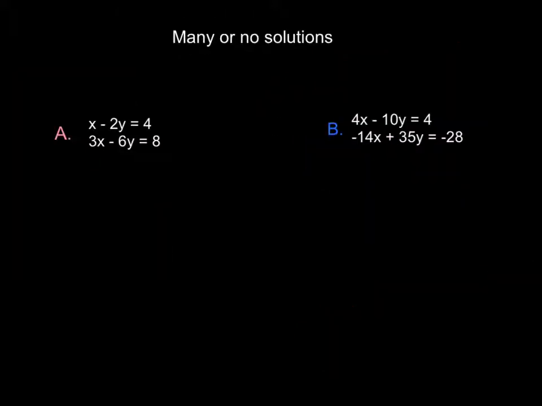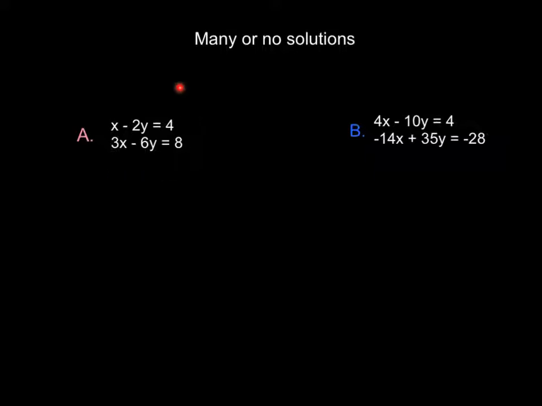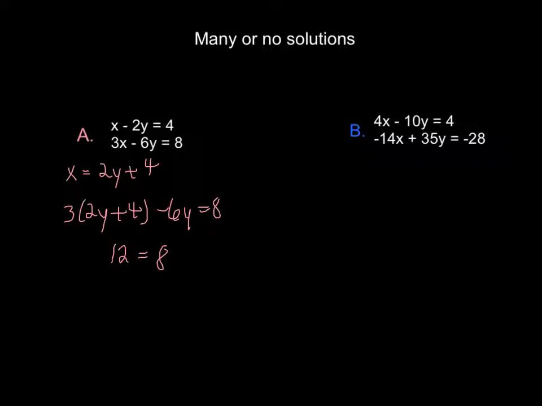So finally, we have linear systems with many or no solutions. We're going to solve this first one on the left using substitution. We're going to solve for x: x equals 2y plus 4, and then plug it in. Our answer, we get to the point where we have 12 equals 8. And since 12 is never equal to 8, this is never true, and therefore there is no solution.